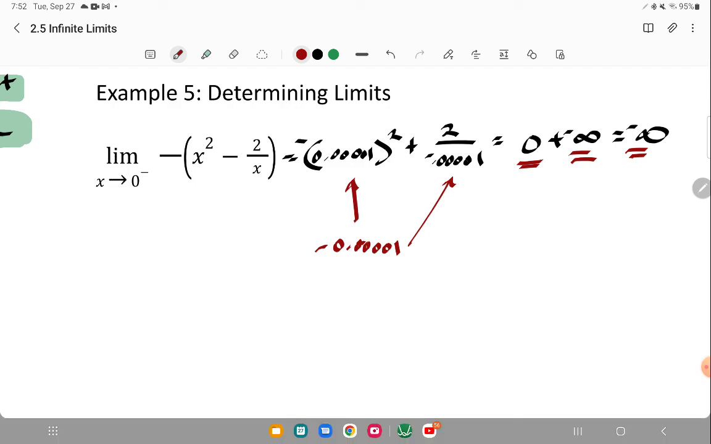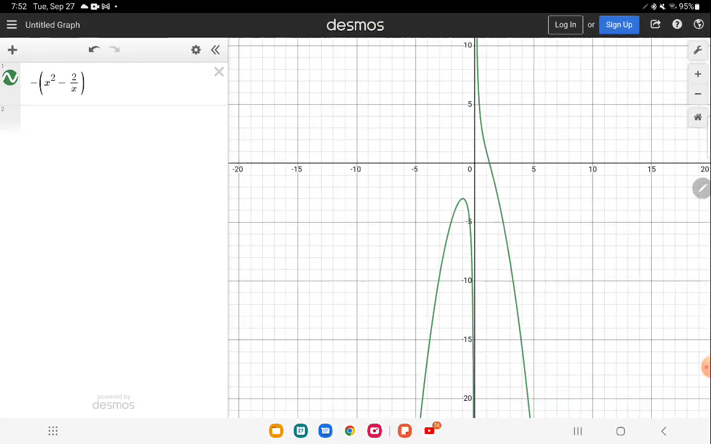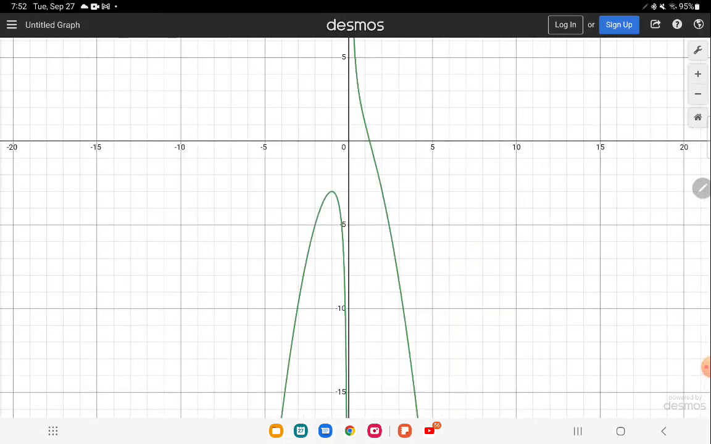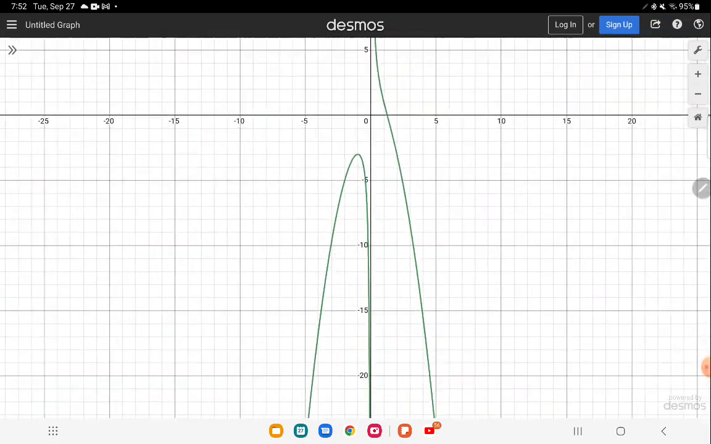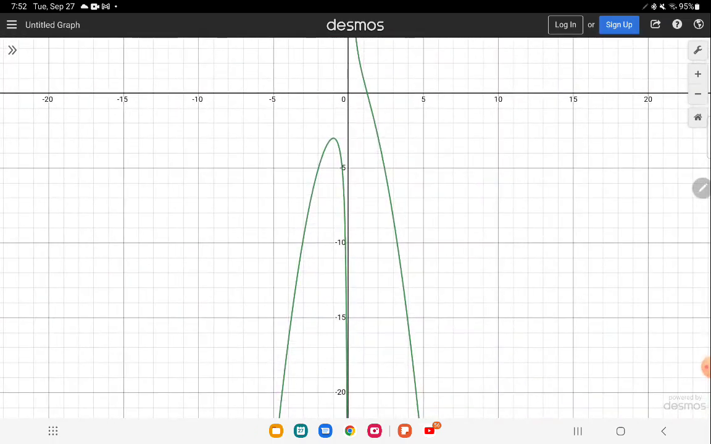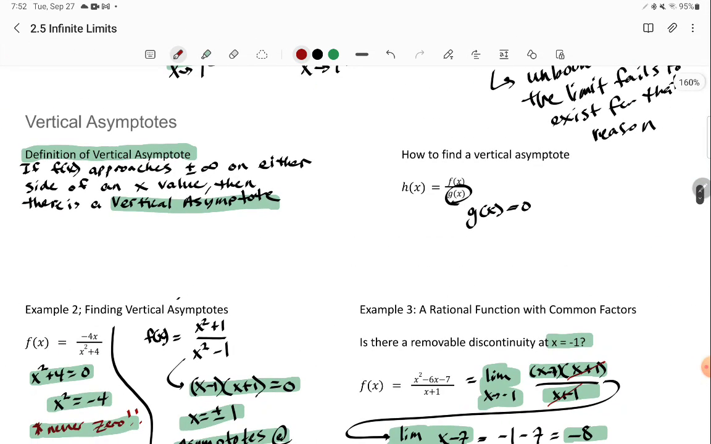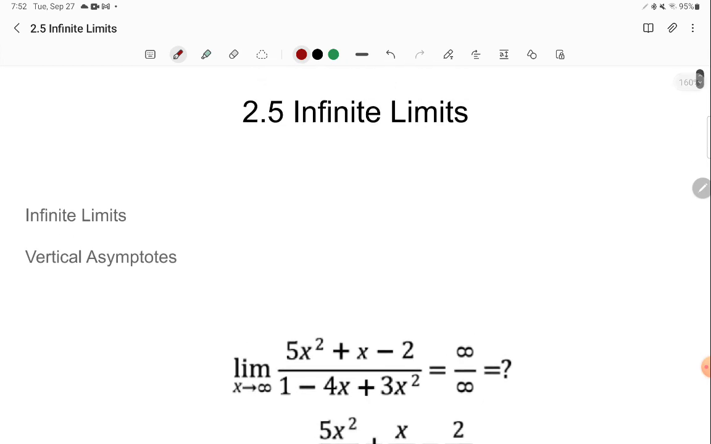And if you look at the graph, this is what the graph looks like. And it supports what we had found. As it approaches 0 from the left, it is negative infinity. And that is all for these notes. This was over 2.5 infinite limits.